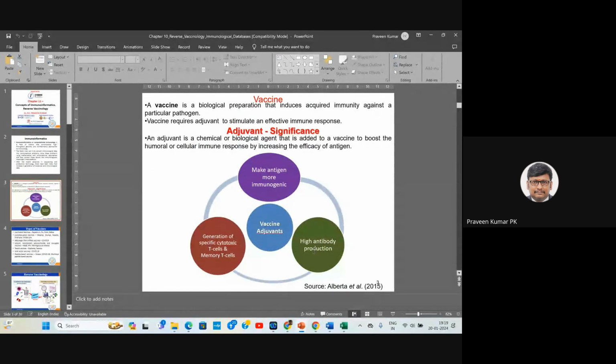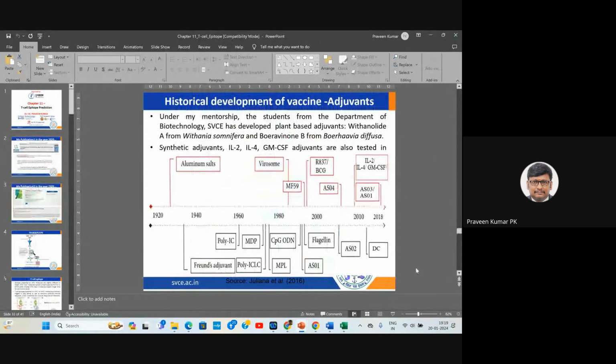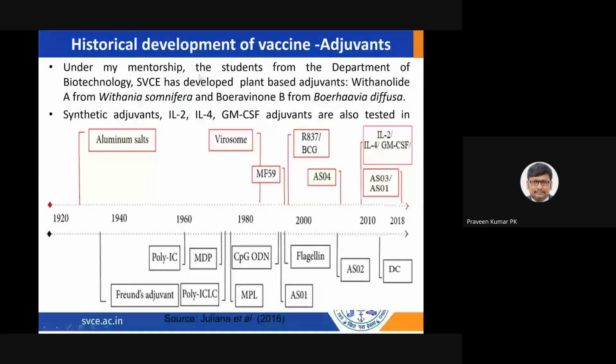Okay, so now we'll be discussing adjuvants and their properties. We have worked on several adjuvants in biotech labs in Sri Venkateswara College of Engineering. The adjuvants we worked on, especially in my PhD research, are IL-2, IL-4, interleukin-2, interleukin-4, and granulocyte macrophage colony stimulating factor.